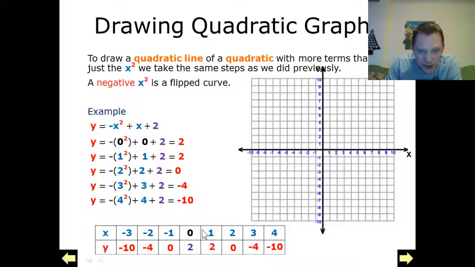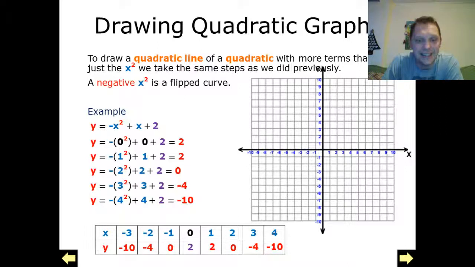Now, as you probably spotted, if we was to plot these points, we've got 2 points here, which is going to be on where y equals 2. And when we are drawing a quadratic curve, we need a point where the curve is going to turn, whether it's positive or negative curve.